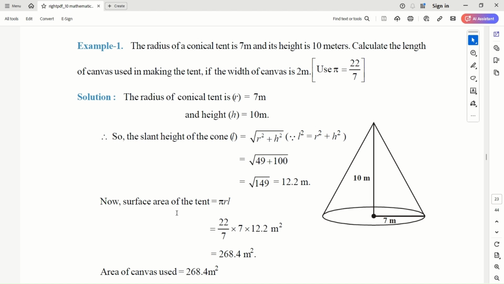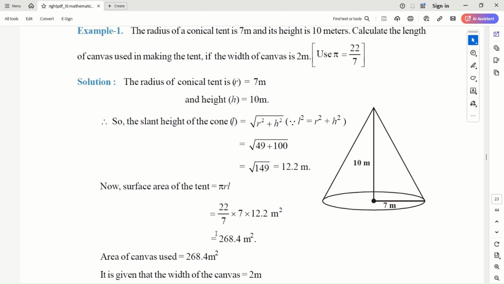So, surface area of the tent is pi r L. Okay. Pi r L. So, which is nothing but this value, 268.4 meters square. This is the value.